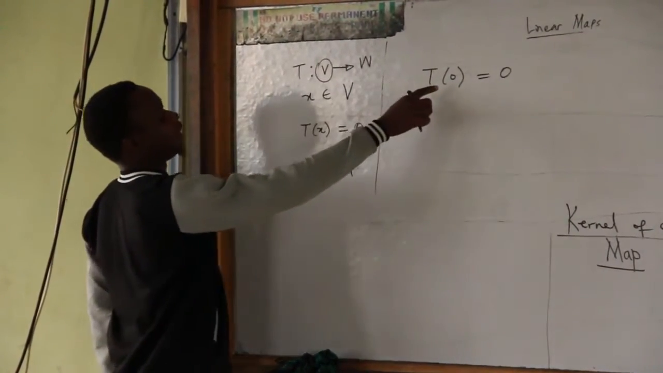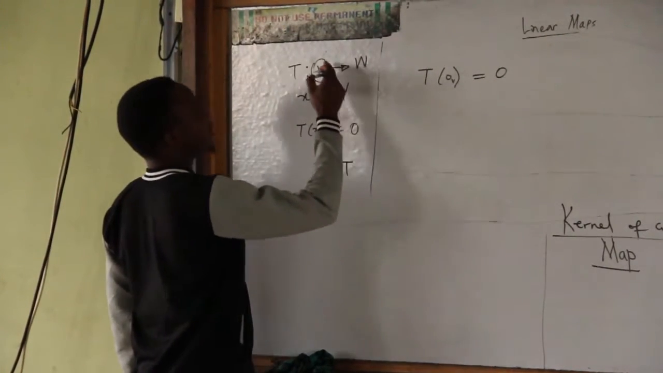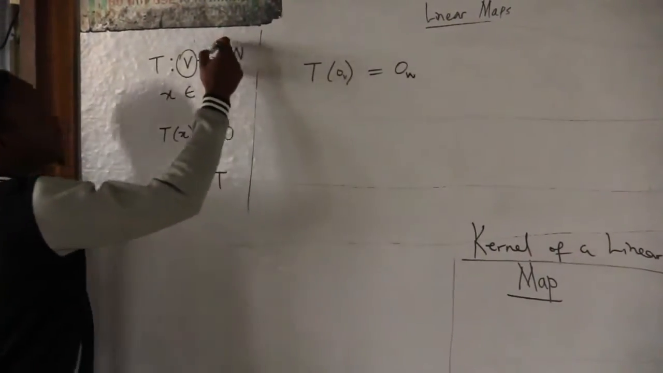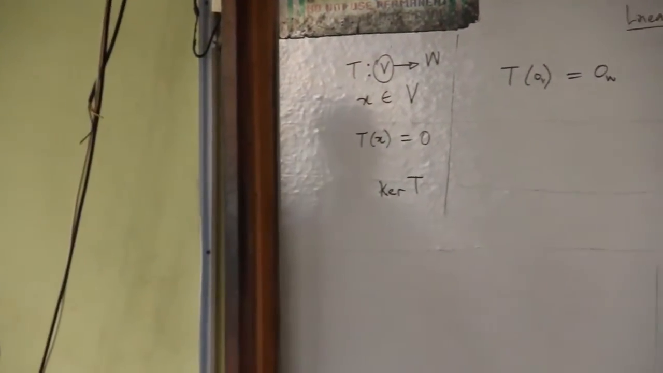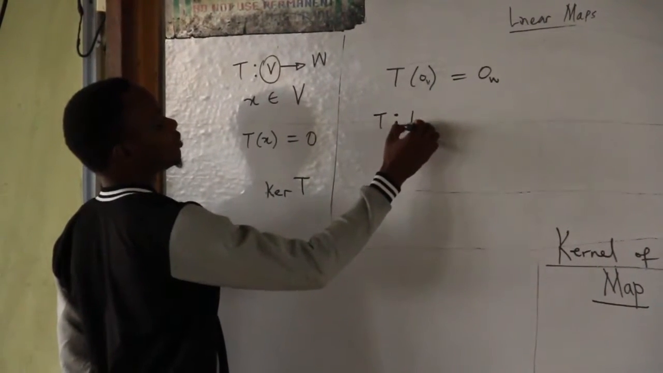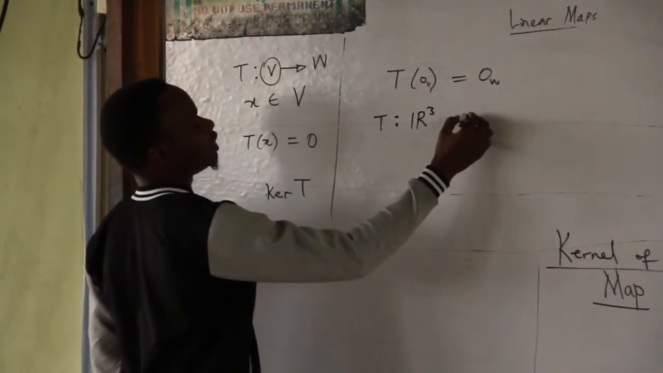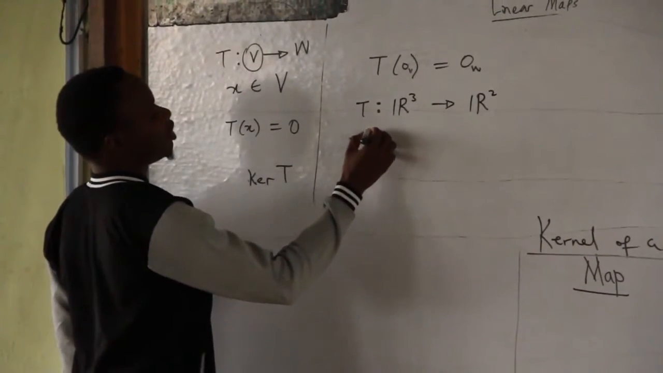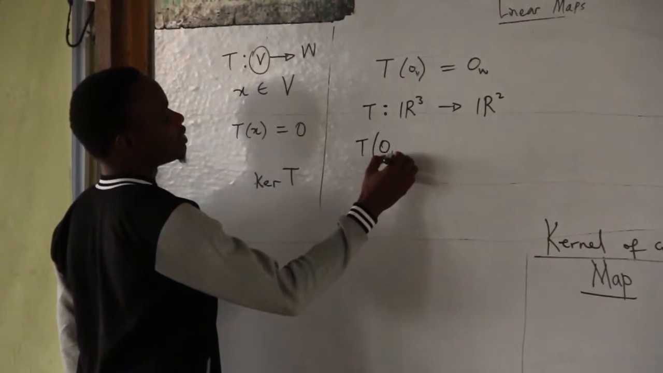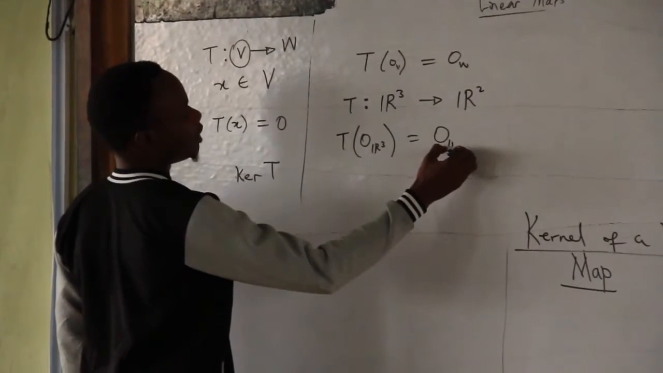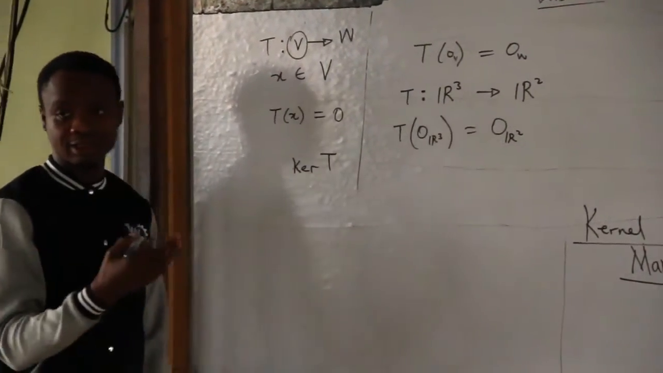So you know, 0 here will be the 0 element in the codomain, and this 0 will give the 0 element in the codomain. That's what I'm saying, right? Alright, so it could be, for instance, a map that takes elements from the space R3 and gives elements in the space R2. That means T of the 0 elements in R3 must be equal to the 0 elements in R2. Do you understand this idea?